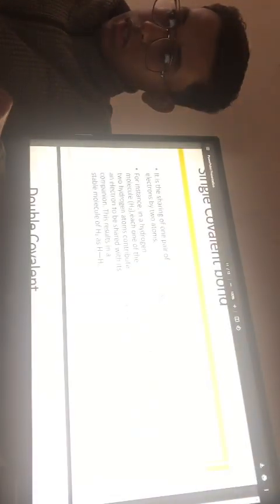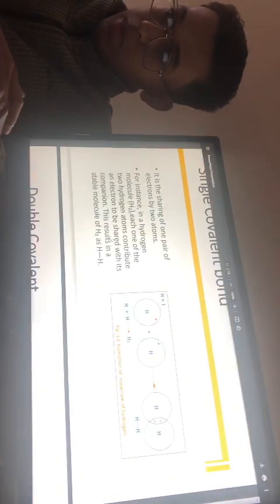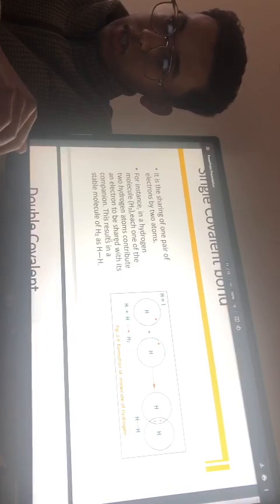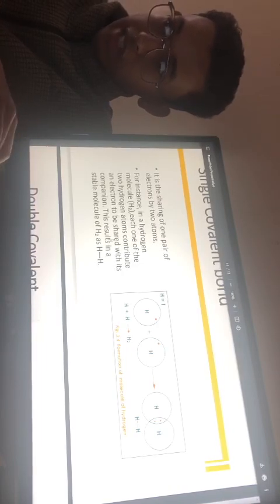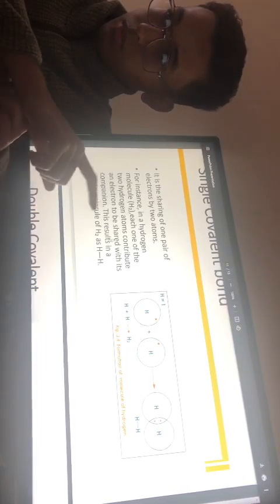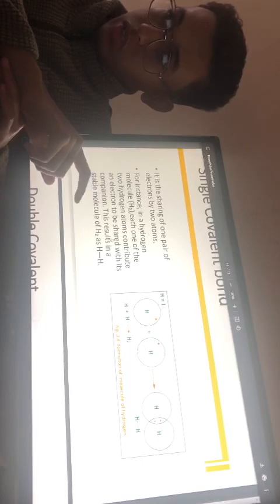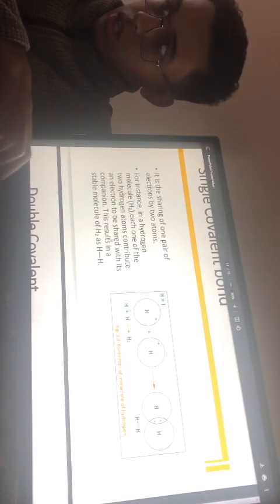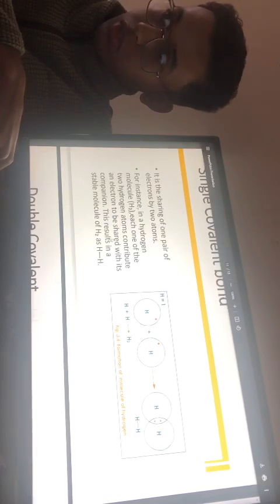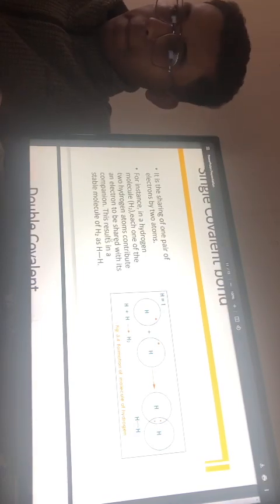Now we'll move on to the single covalent bond. This is when one pair of electrons is shared between two atoms. A classic example is the hydrogen molecule, where each hydrogen atom contributes one electron, resulting in an H2 molecule. Single bonds are the simplest type of covalent bond.